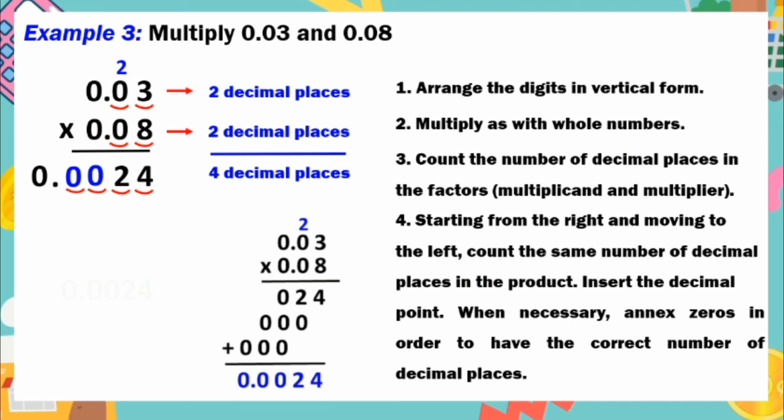Then add. So bring down 4. 2 plus 0 is 2. So 0 plus 0 plus 0 is 0. Then 0 plus 0 is 0. Then bring down 0. So we have 4 decimal places. Count tayo mula kanan papuntang kaliwa. Then doon natin ilalagay ang decimal point. So our final answer is 24/10,000.